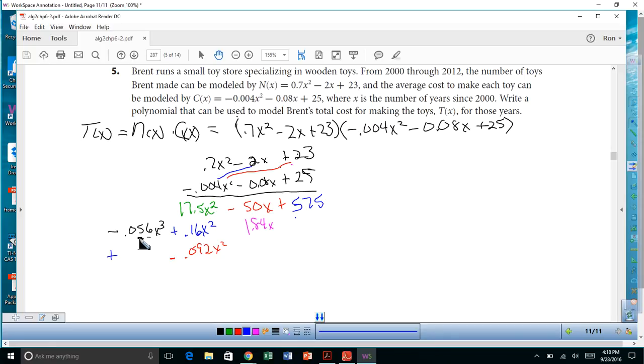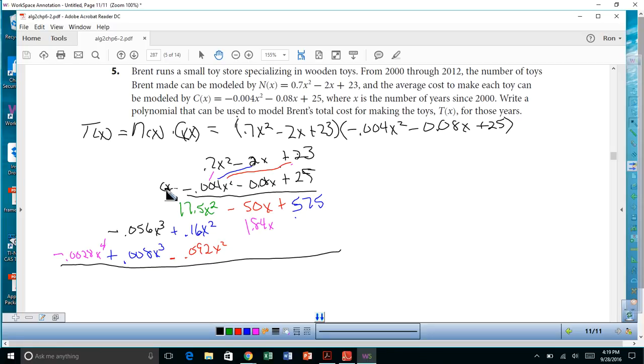Do I have a mistake there? 0.08. Oh, I'm doing this in here. So 0.008 x cubed. All right, good. And then the last one. You got a negative and a positive, so you're going to have negative 0.004 times 0.7. It's going to be 0.0028, and x squared times x squared is x to the fourth. All right, we're 3/4 of the way done here.